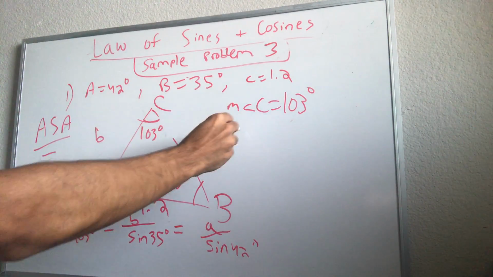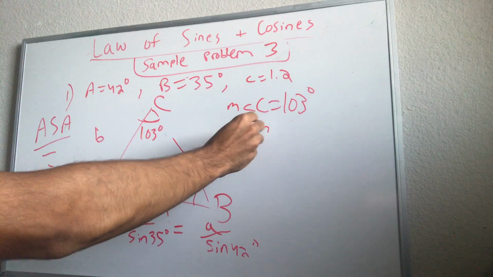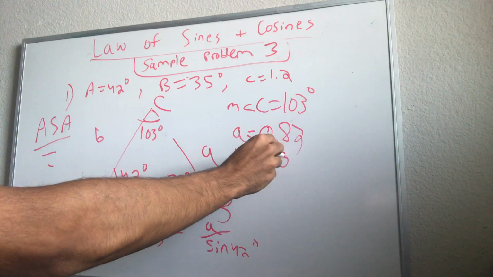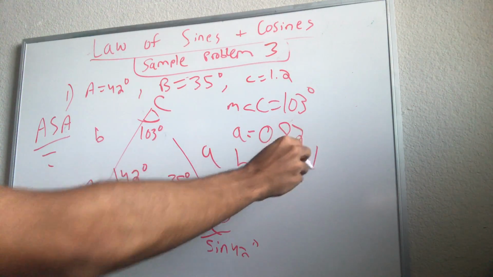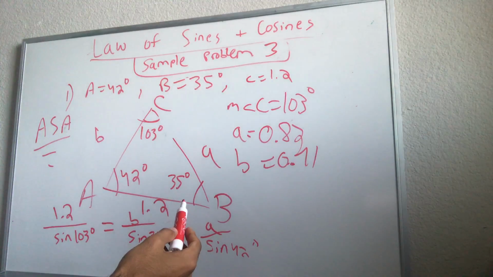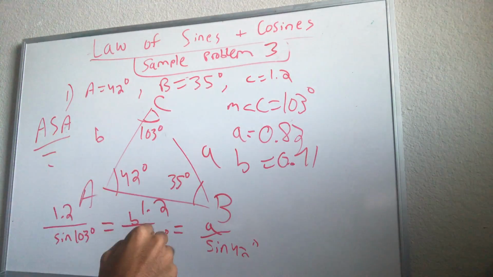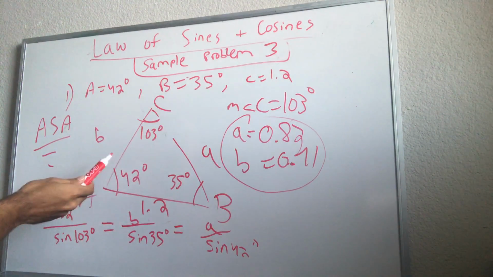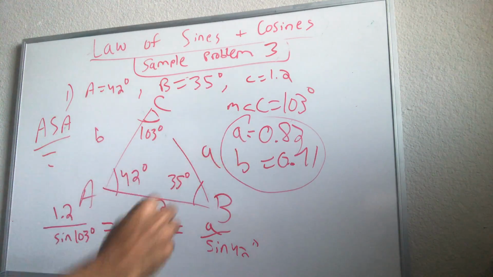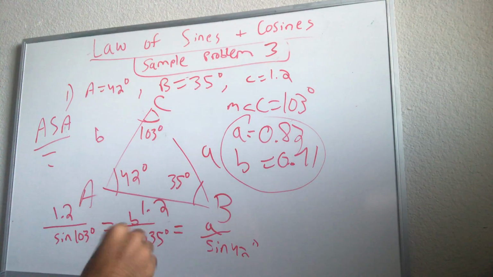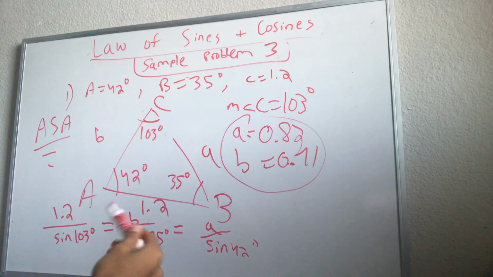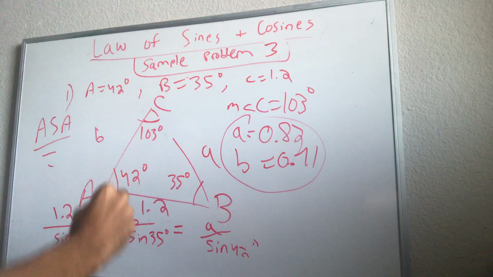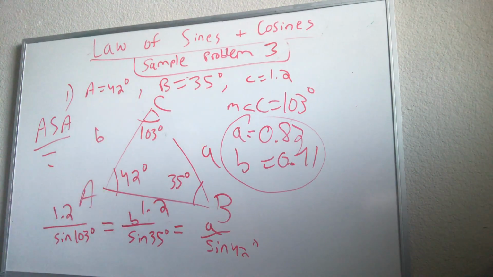And so doing that, you see that side length A is 0.82 units, and then side length B is 0.71 units. And it makes sense because B here is 0.71. That is the smallest side here because it's opposite the smallest angle. A is 0.82. That's a side that's in between, and 42 degrees is a middle angle as well. And obviously your C, 103 degrees, is opposite the longest side of the triangle, which is obviously 1.2 units.